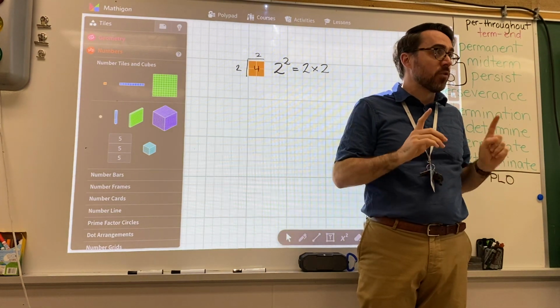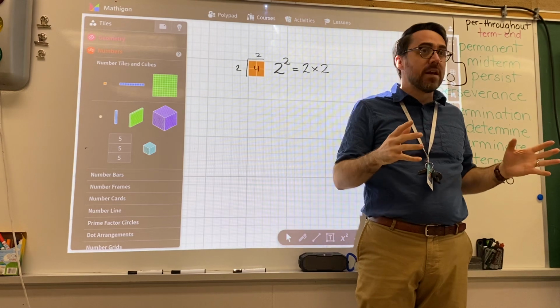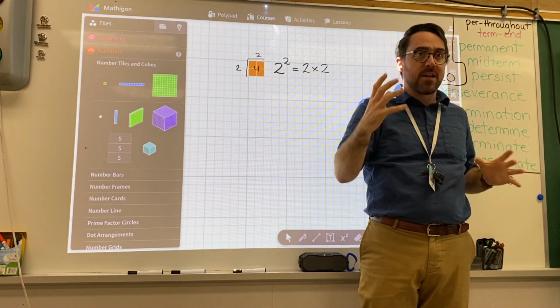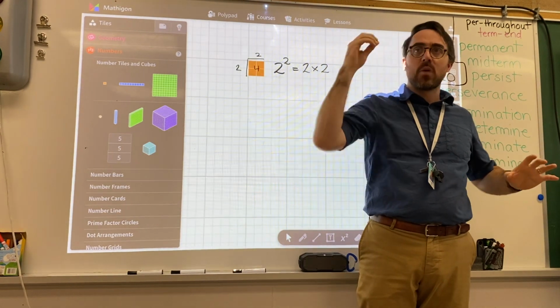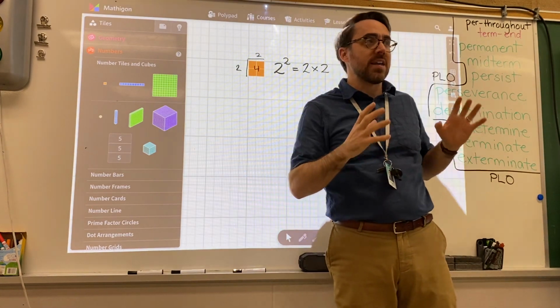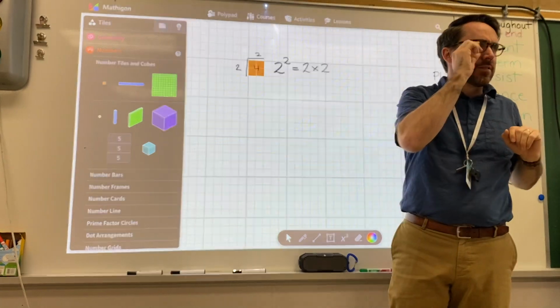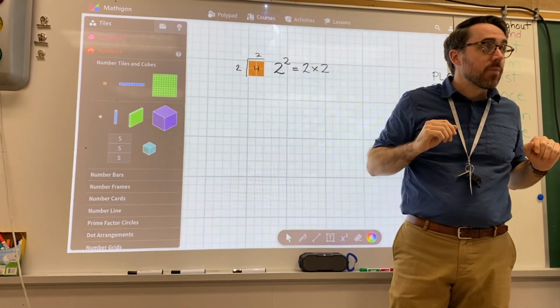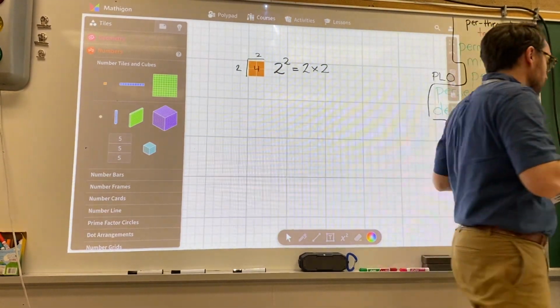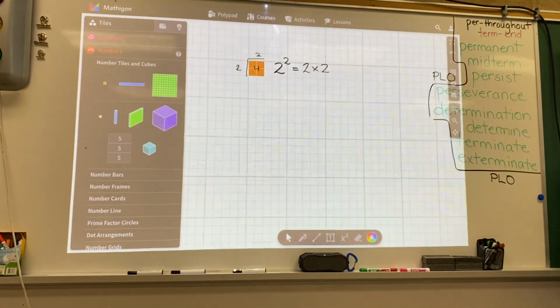All right, so if we're building perfect squares, what might I try next to see if it's a perfect square? What 2 dimensions, what length and width would I maybe want to try next? At the back, Caleb. Maybe like 3 by 3. Okay, let's try it.